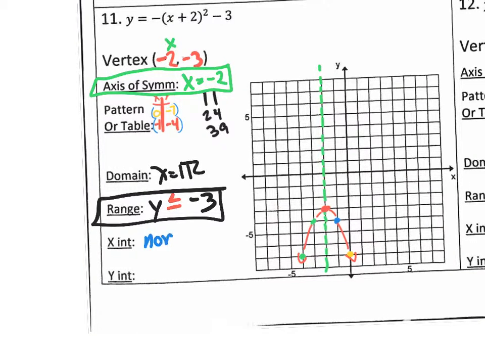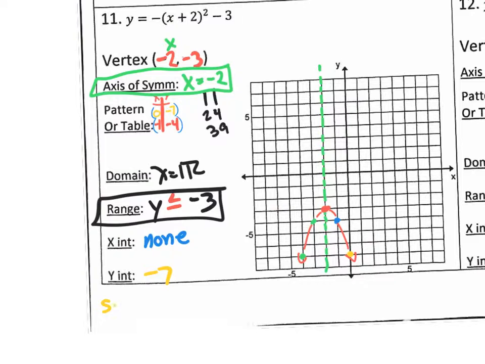X-intercept, there's none because it doesn't cross. Awesome. How about the Y-intercept? Negative 7. Because it obviously crosses right here at the location negative 7 on the Y. Now, you could see it visually, or you could actually do it algebraically.